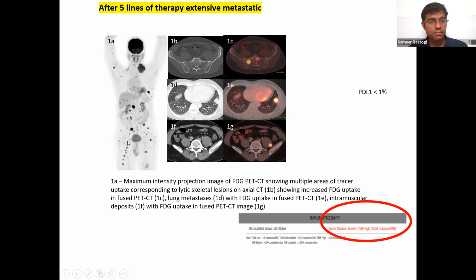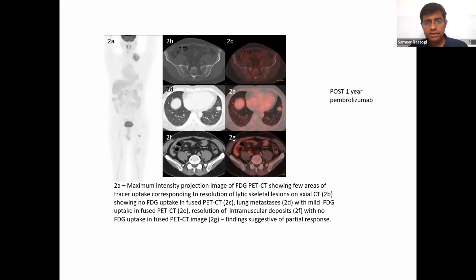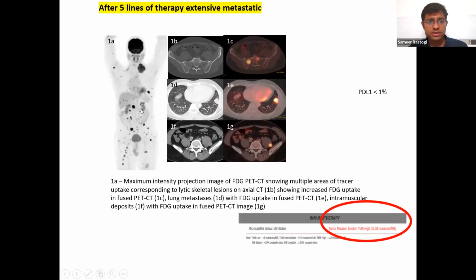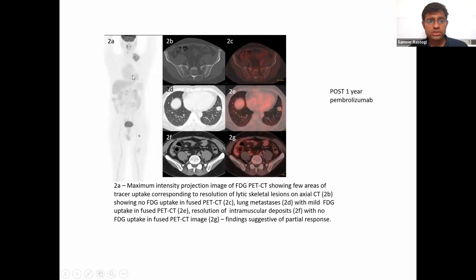However, after that the patient had multiple masses, and we were pushed to the wall. We got the tumor mutation burden, and it was very high. It was 23, which is very unusual in sarcomas. After that, we started pembrolizumab, and the response was dramatic. As you can see, the metabolic uptake in all these lesions, after 1 year of pembrolizumab, the lesions were hardly there. There is almost a complete metabolic response.